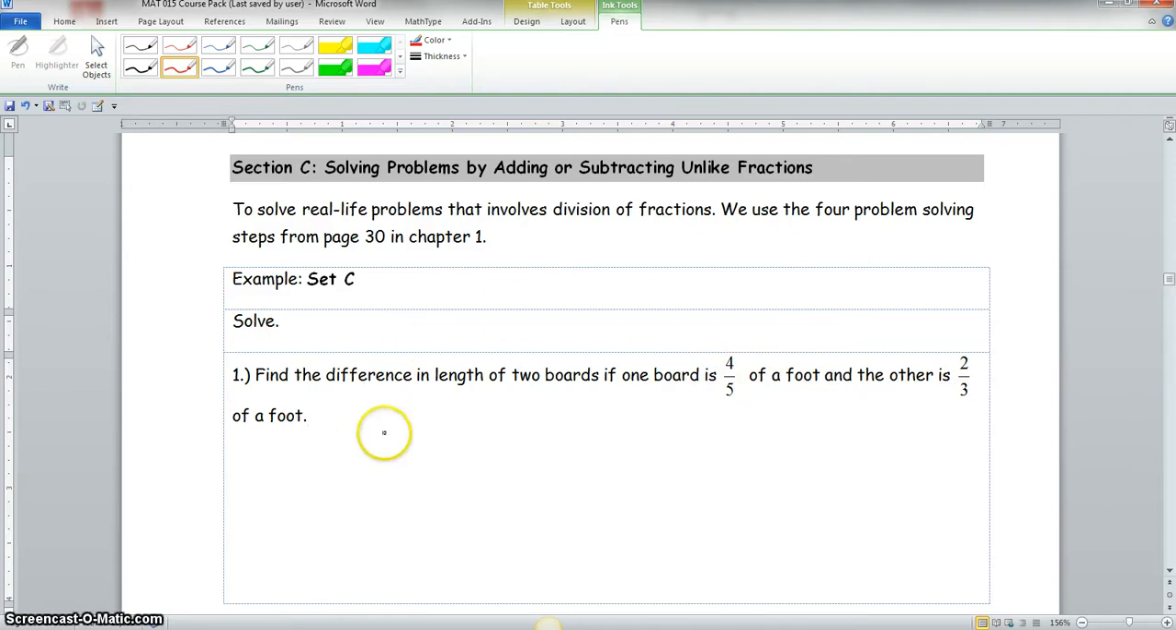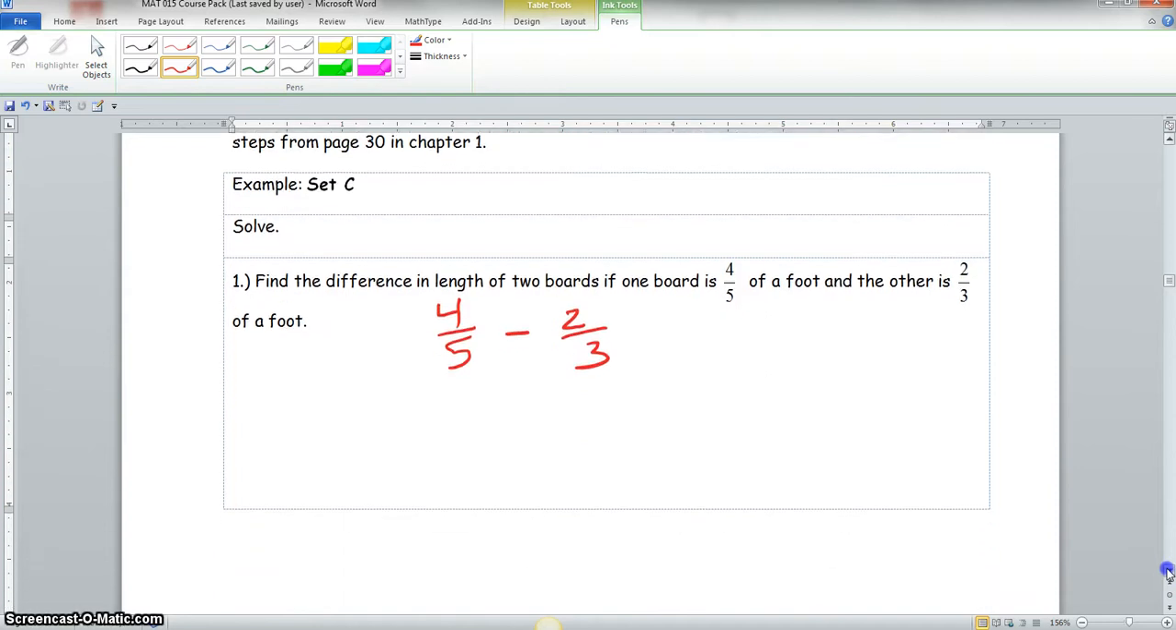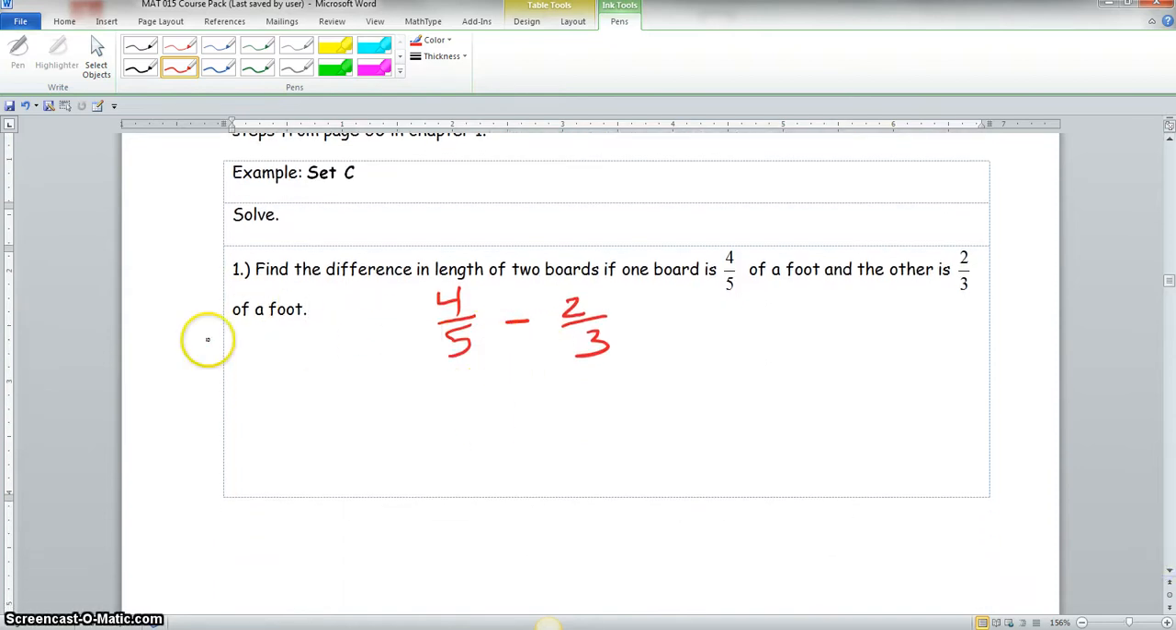So, what we would do here, we would take 4/5 minus 2/3. Now we need to find the common denominator, because if we're dealing with difference, we're dealing with subtraction. So we find the prime factorization of 5 and 3. 5 is prime, and also 3 is prime. So we know our LCD is 15, because 3 times 5 is 15. So now we'll put 15 as our denominator.